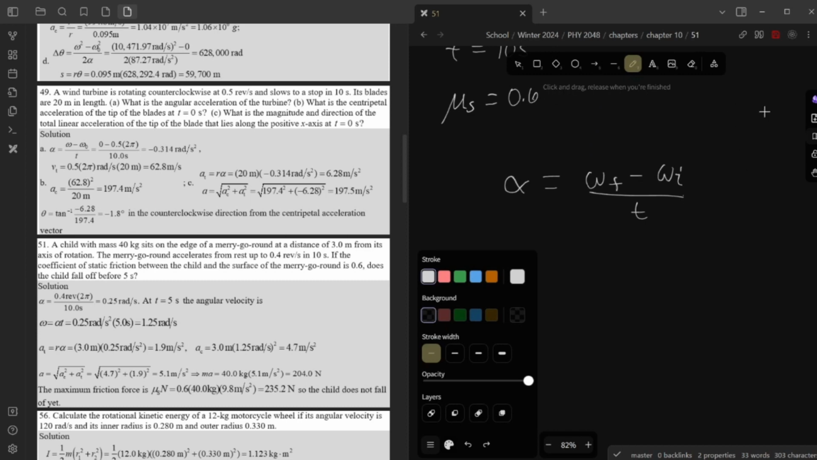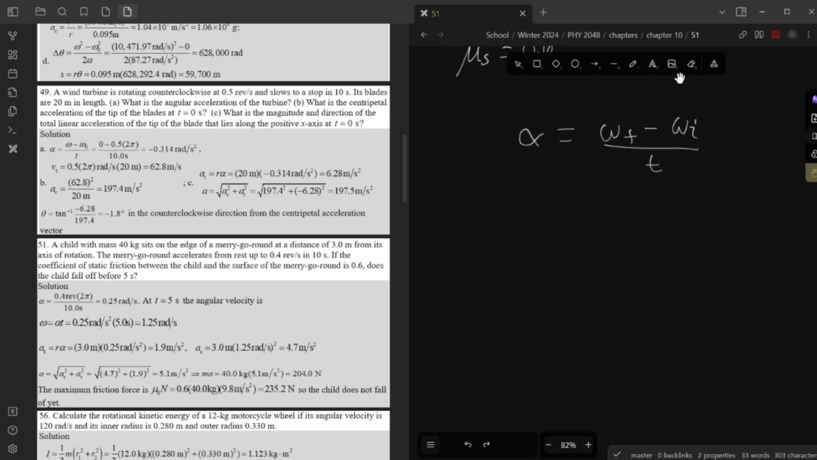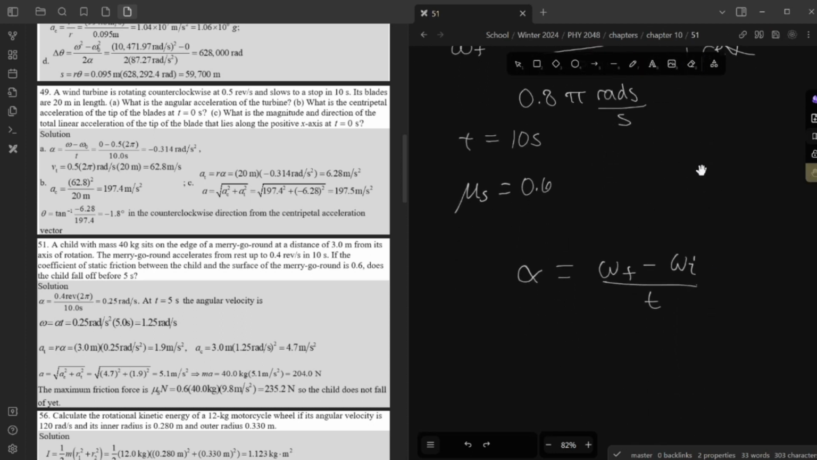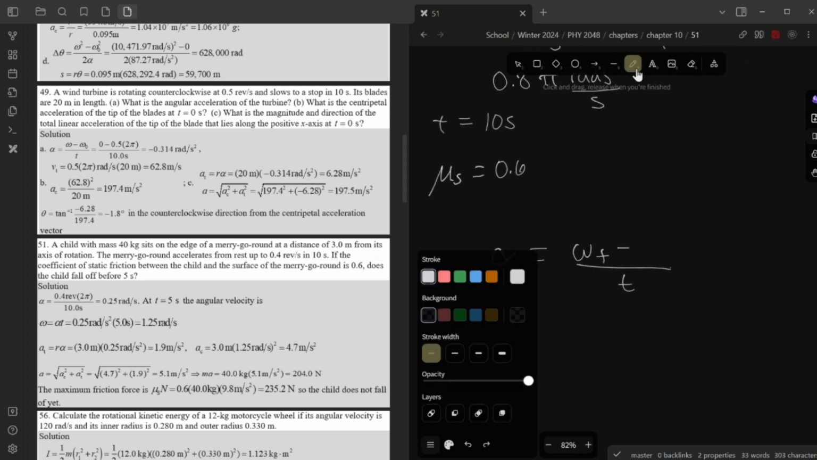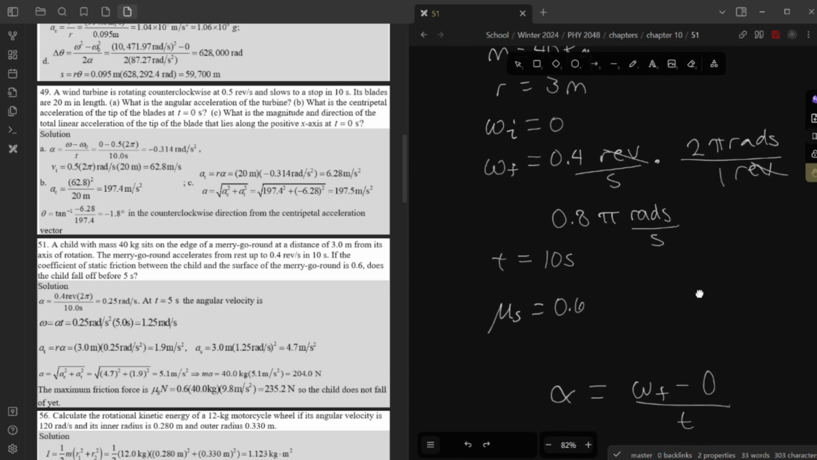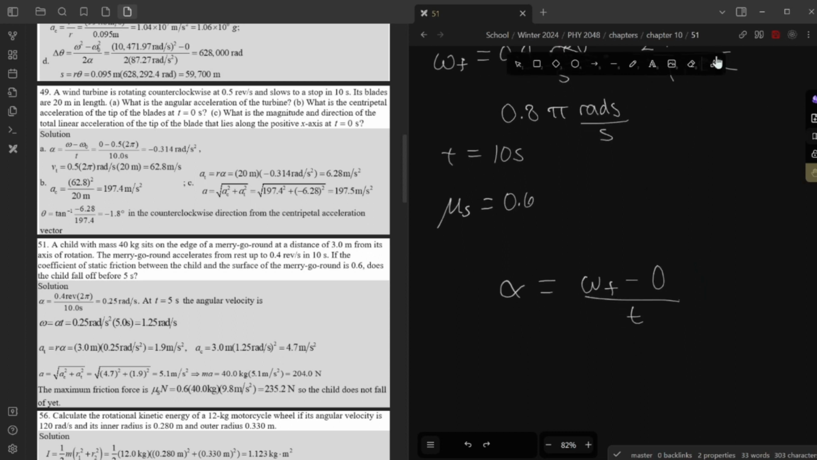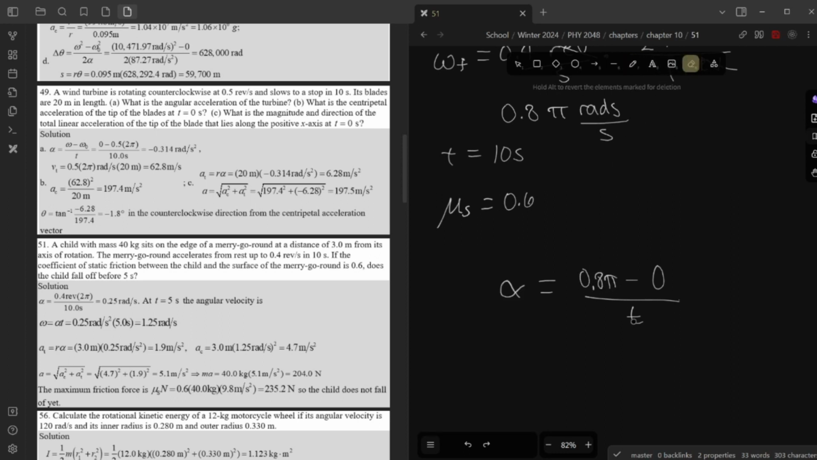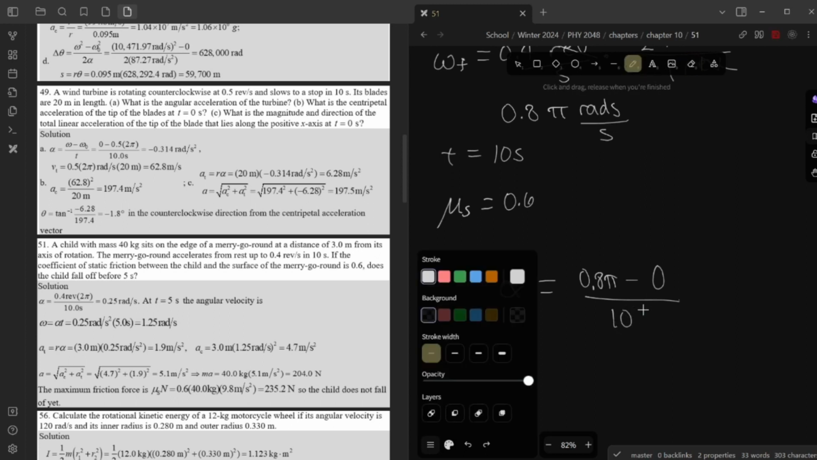There's no parts to this, so it's just the entire problem. We're not going to write part A or anything like that. So let's just plug everything in. Our initial omega was 0. So this means it's going to be speeding up, right? No negative omega in here. Then we have the final omega, which is 0.8 pi, and then we have t, which is 10. So let's put it in our calculator.